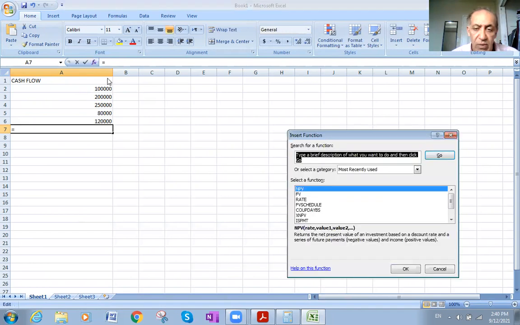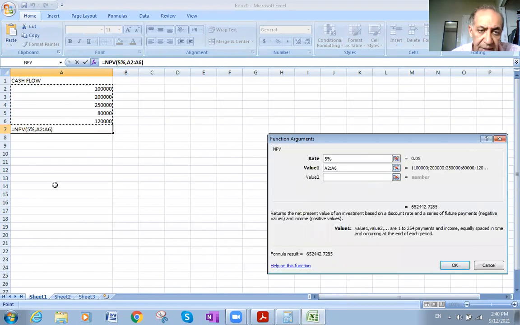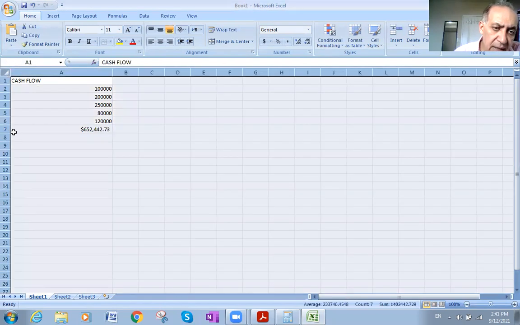Also, no problem. I will go for my net present value. The rate is 5%, the same as before. For the values, I select from this cell down to A6, and I just want to calculate the net present value for this amount. Then the net present value is 652,442.73. Let me enlarge the cells.